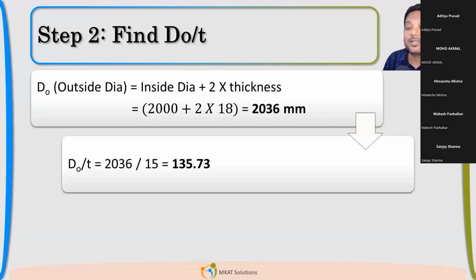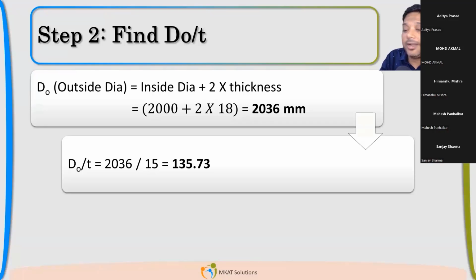This is the corroded thickness because we are calculating for end of life. Here we used 18 because OD is not going to change. So 2036 divided by 15, we got 135.73. Remember this value because we are going to use it for calculating factor A. So we have D naught by T.